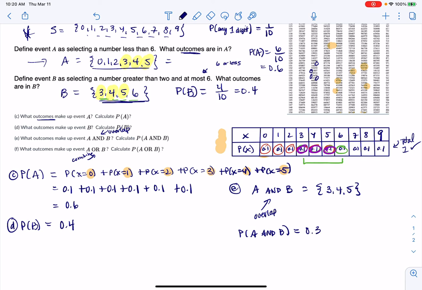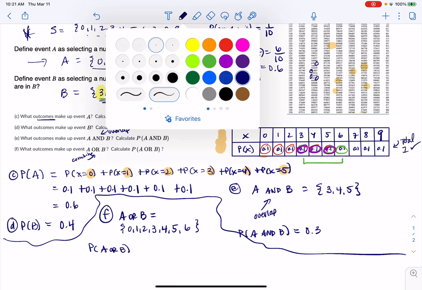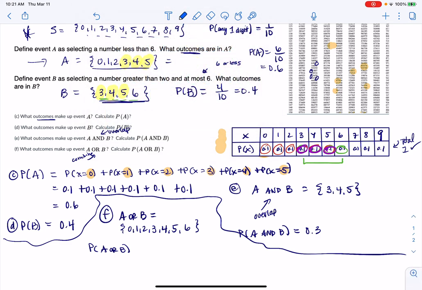Okay, and then I'll put F here, since I have this little chunk in the middle. So if I want A or B, I need to combine my lists, and I don't need to worry about repeats. If I want to make a giant list of all of my outcomes, it looks like I have 0, 1, 2, 3, 4, 5 just from A, and then B will add on 6 for us. And then if I want the probability of A or B, let me pick one more pen color, blue. So A or B, I need 0 through 6, so I need this one, this one, this one, this one, this one, this one, and this one.